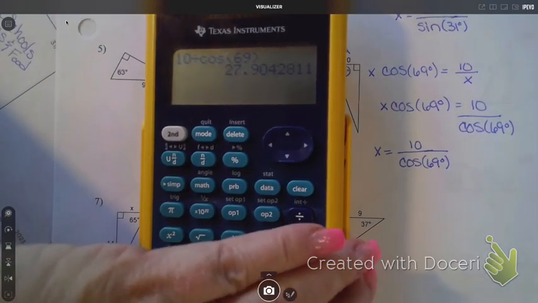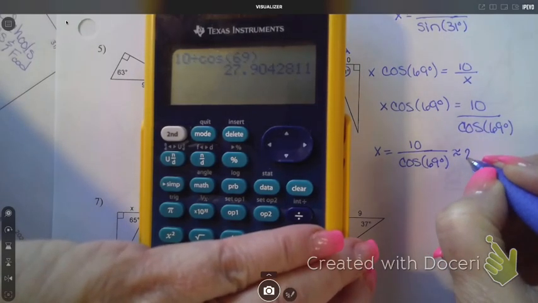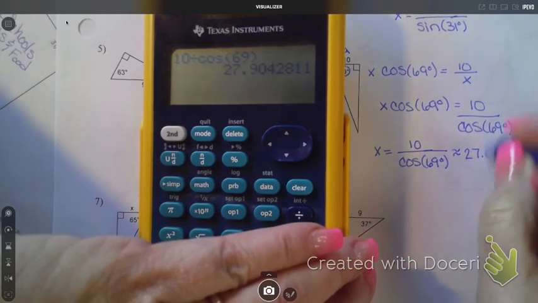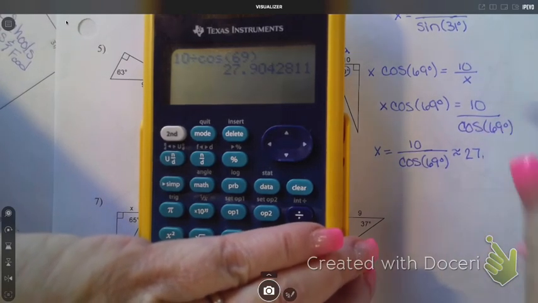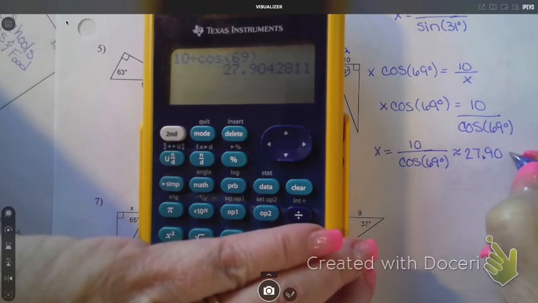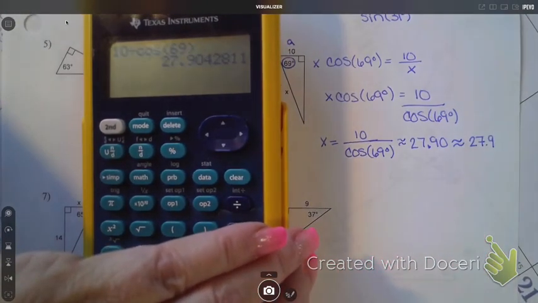So for the approximate answer, what I want you to do is write 27.990. I didn't round, I just wrote the first digits. So it says to the nearest tenth, so what does that round to? What, 28? 27.9. Oh, yeah. And that's not degrees, that is a length.